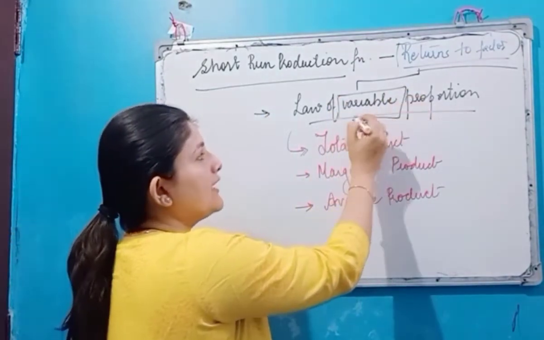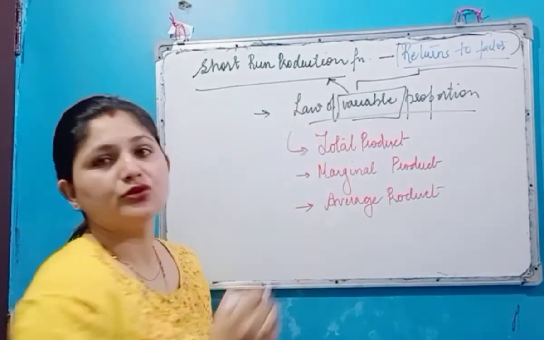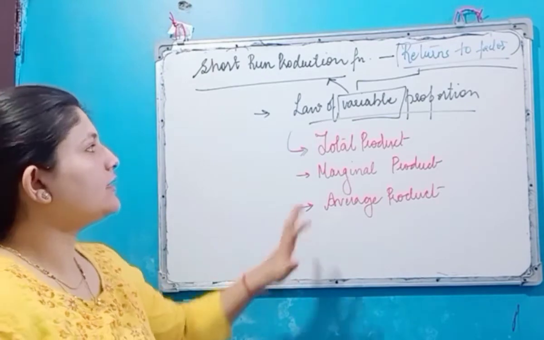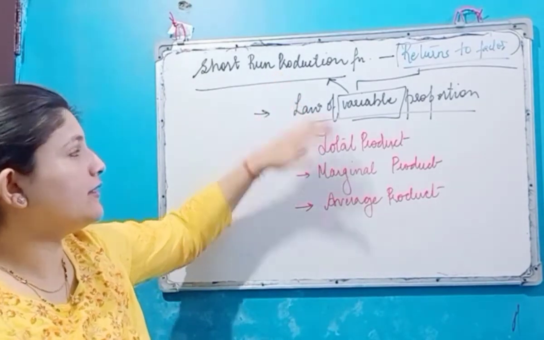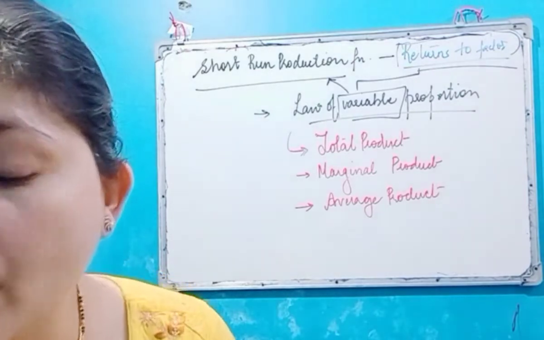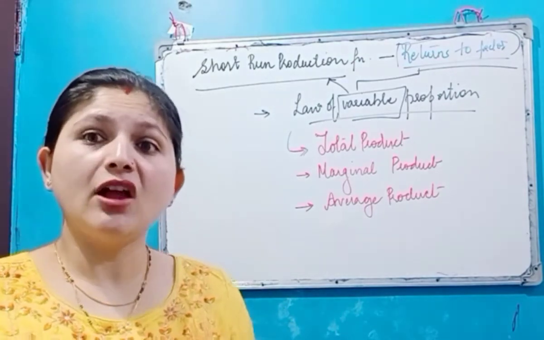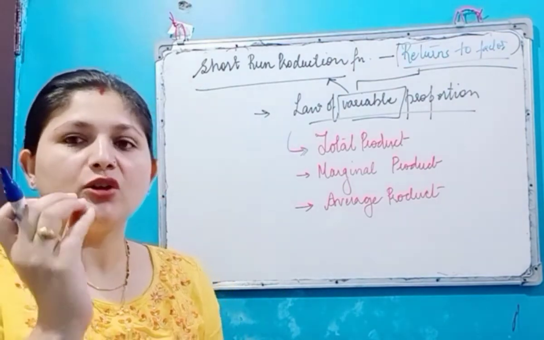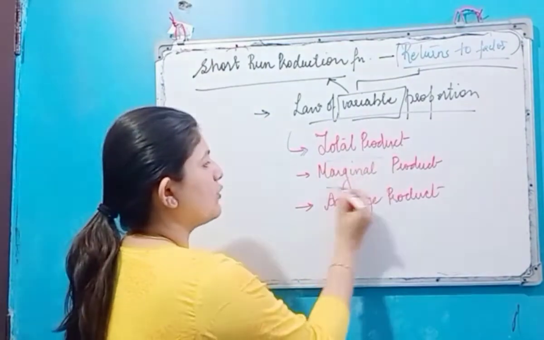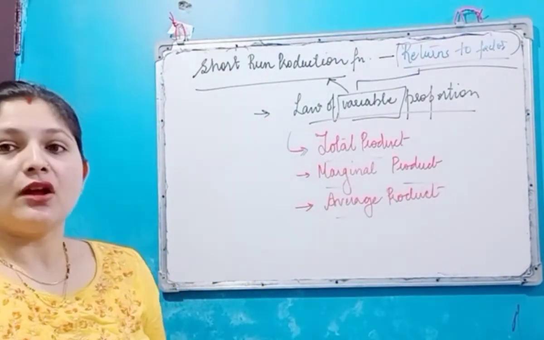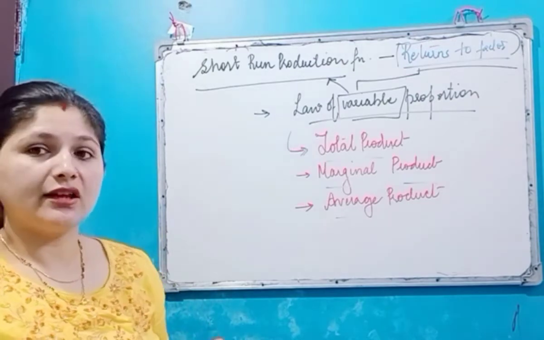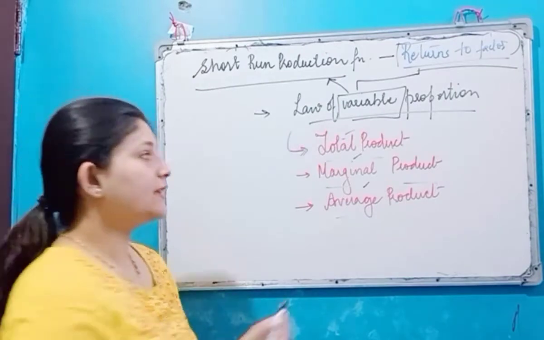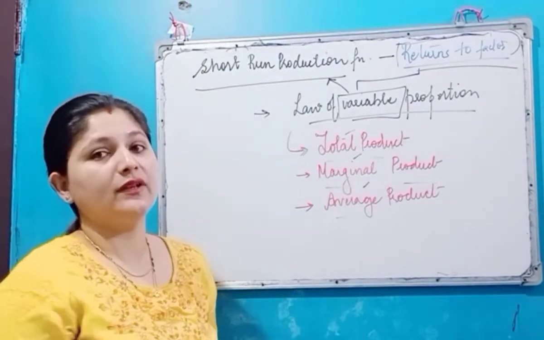Variable itself is an indication that it is related to the short run, because variable factors exist only in the short run, right? So the law of variable proportion will be discussed under the short run production function. But before stating the law, we'll have to do some working to understand some basic concepts of product. When you state the law of variable proportion, you will find total product, marginal product and average product. So first we need to understand what these terms are and what product basically is.